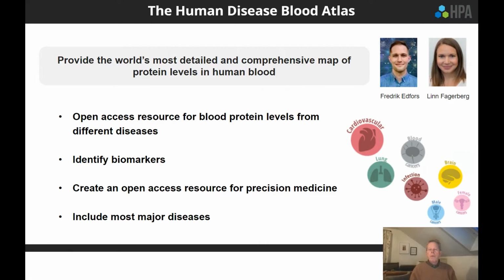But we were very encouraged about the results and all the data you can get out of this amazing technology. So we decided a few years ago to embark on a very bold project to try to create a very detailed and comprehensive map of protein levels in human blood, and try to include most major diseases, create an open access resource, and identify biomarkers in this way.